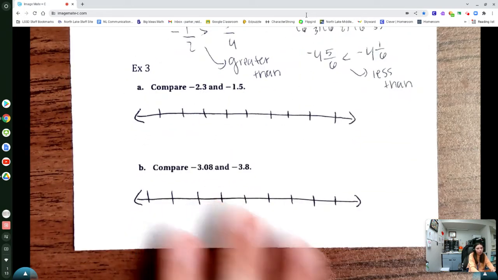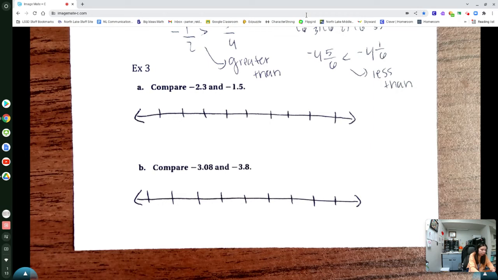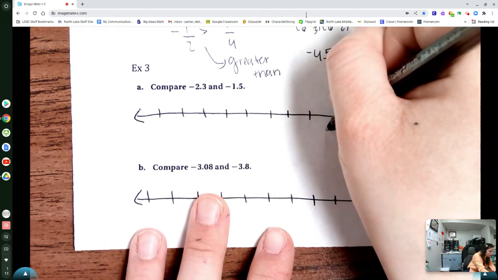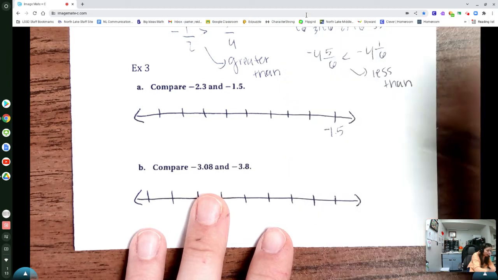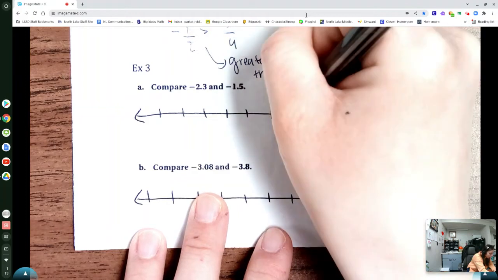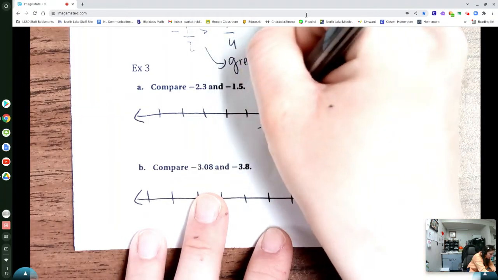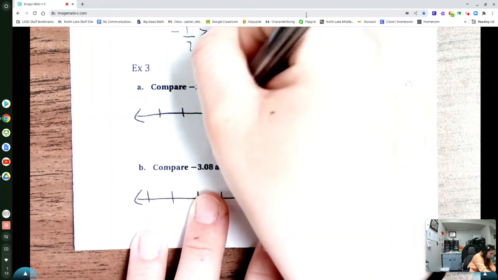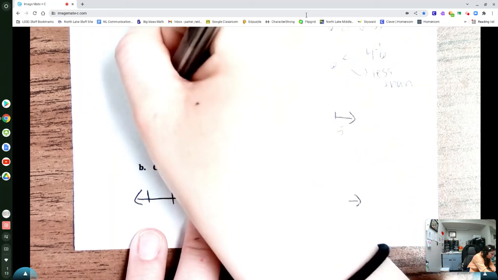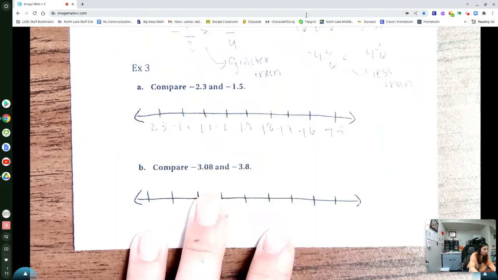All right, next we're going to do decimals. So I'm going to compare negative 2.3 and negative 1.5. Let's go ahead and plot them on our number line. I'm going to start at negative 1.5 and just count by tenths, by 0.1s. So negative 1.6, negative 1.7, negative 1.8, negative 1.9, negative 2, negative 2.1, negative 2.2, negative 2.3.